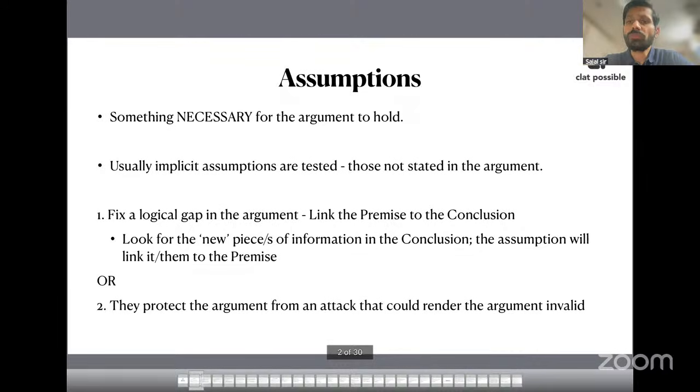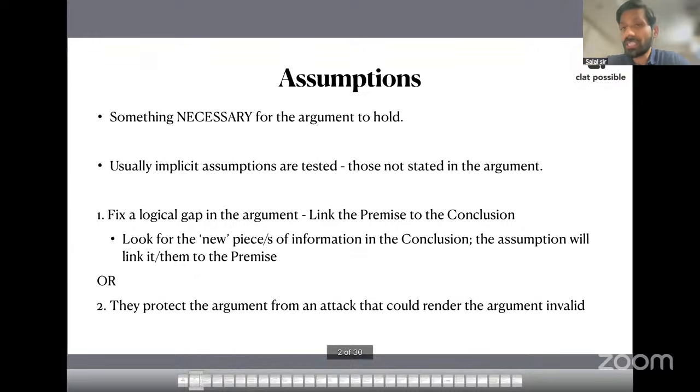Okay, so before we go on to the questions, let's do a very quick recap of what assumptions are and how we do these questions. Assumptions are something necessary for the argument to hold, without which the argument will make little sense to no sense. If I deny that particular statement in the options, the correct option, the argument will fall apart, right? So assumptions are that critical for the argument to hold.